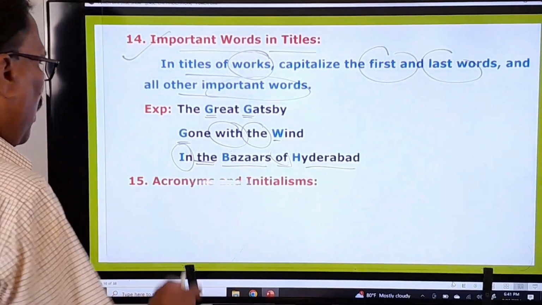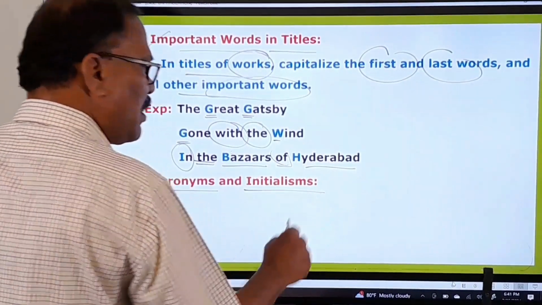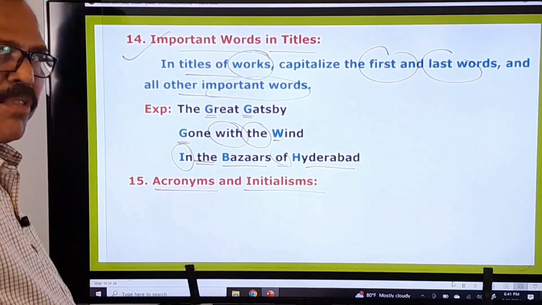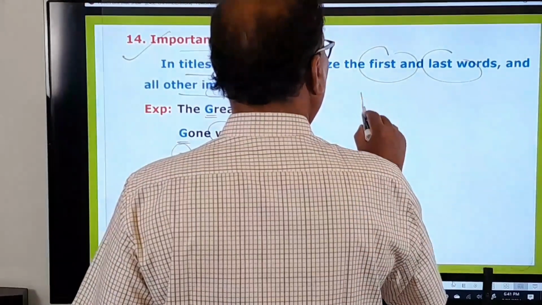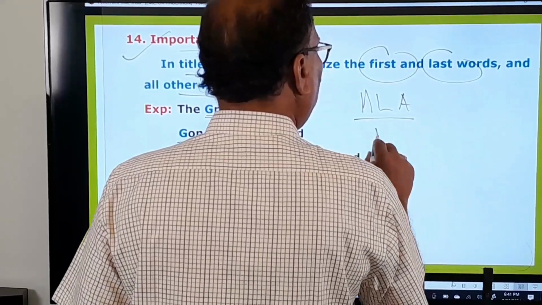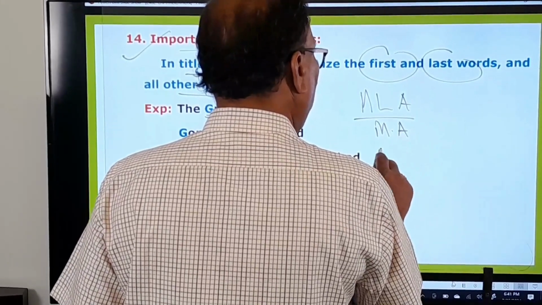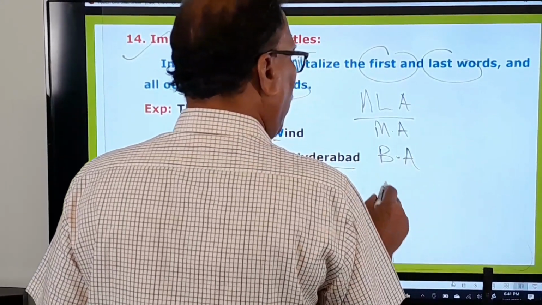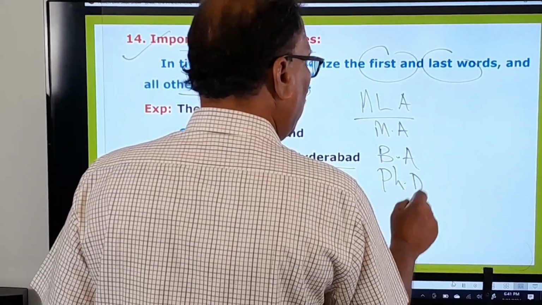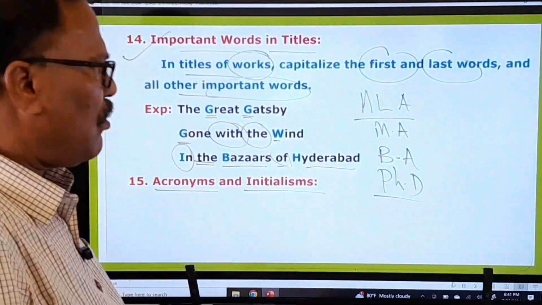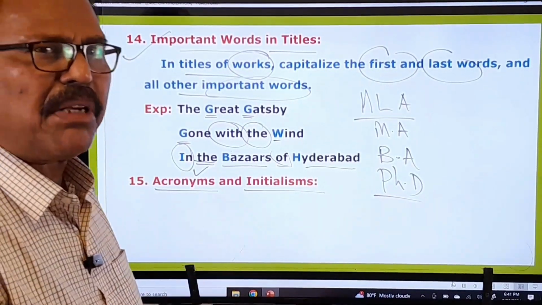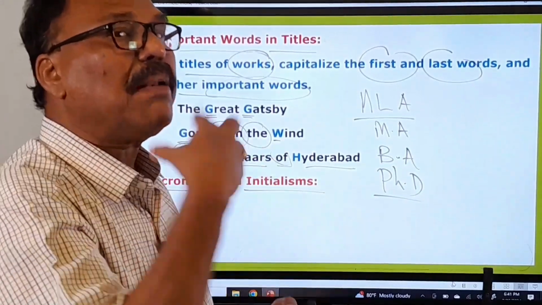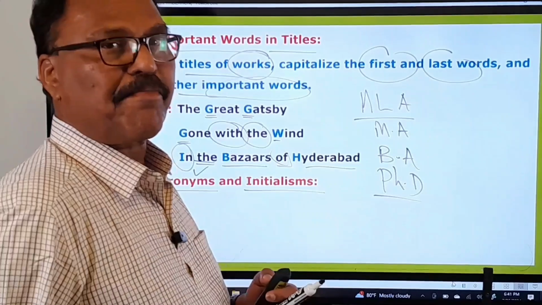And here, acronyms and initialisms. Acronyms means what? You know about abbreviations. Here, MLA is an abbreviation, MP is an abbreviation, BA is an abbreviation, PhD is an abbreviation. These are all abbreviations, so you know about them. Then what are acronyms? Acronyms are nothing but the abbreviations which can be pronounced as words.